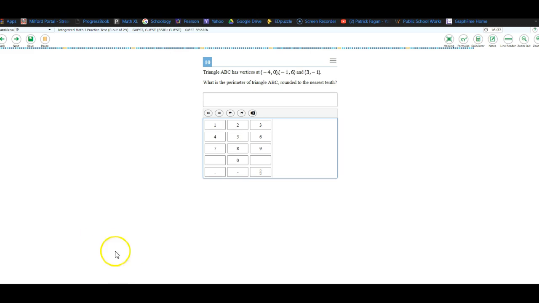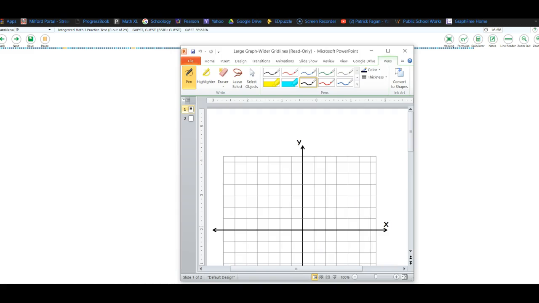video on geometry. The question that we're dealing with says we have a triangle ABC with the vertices -4, 0, -1, 6, and 3, -1, and we're interested in finding the perimeter of the triangle, rounded to the nearest tenth. So in order to visualize what we're looking at here, let's take a look at this on the graph. We know that perimeter is distance around the outside.